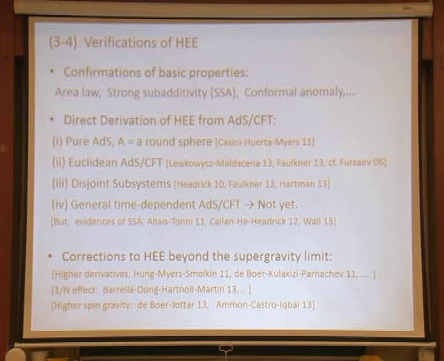Okay, so nowadays there is a lot of verification of this holographic formula, and some explicit confirmation, for example, can be done for the area law and strong subadditivity. I will come back to this issue, and conformal anomalies, the central charge. But nowadays there is also some direct derivation, a very remarkable work by Lewkowycz and Maldacena, also based on the previous argument by Fursaev, and also Casini, Huerta and Myers. They give a really direct proof, only for the case where subsystem A is a round sphere and the pure state is pure AdS. And there are also some complicated issues about disjoint subsystems, which are also resolved by these people.